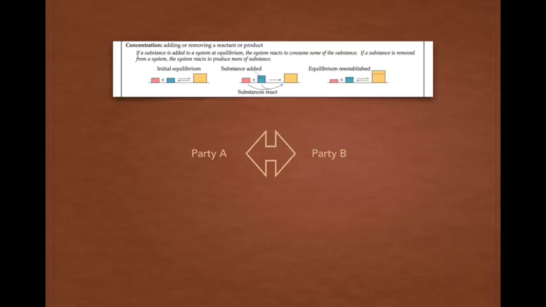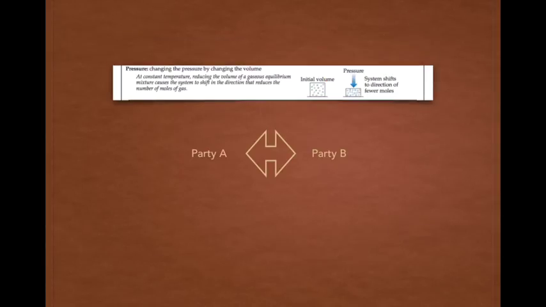So keeping in mind, if you increase the concentration on your reactant side, you're going to see a shift to the right. If you increase your concentration on your product side, you're going to see a shift to the left. If you decrease concentration on your reactant side, you're going to have a shift to the left. And if you decrease your concentration on your product side, you're going to have a shift to the right. So that's concentration. The next change that can occur is pressure.